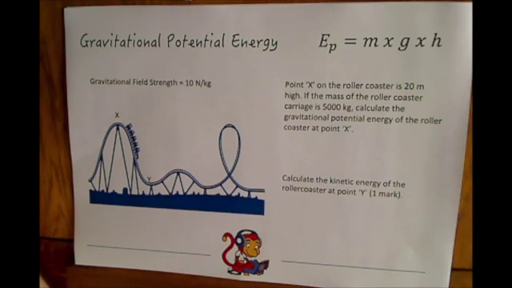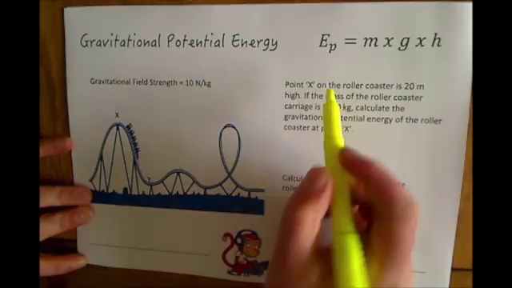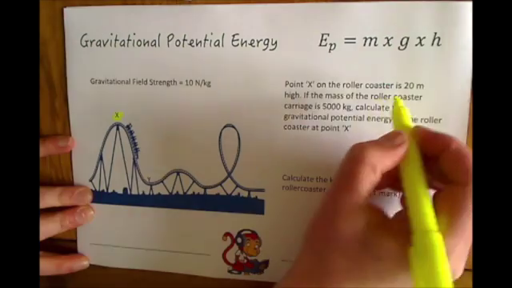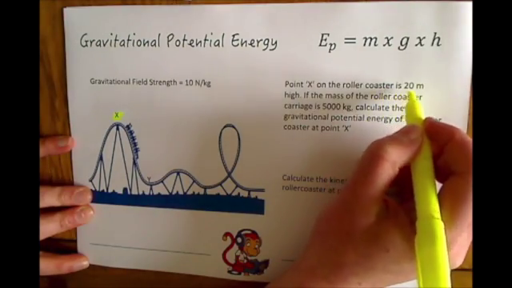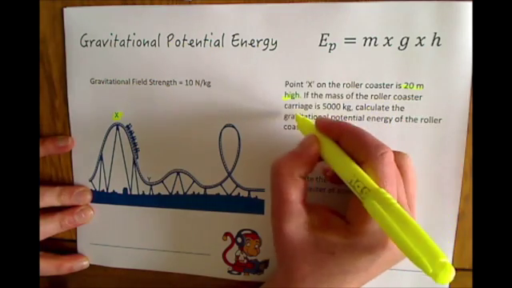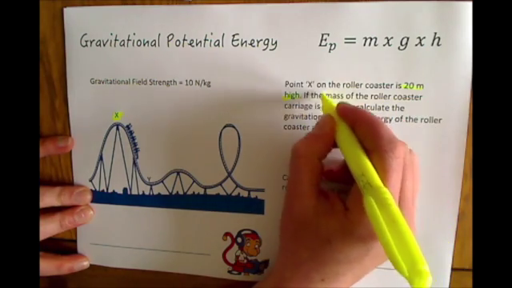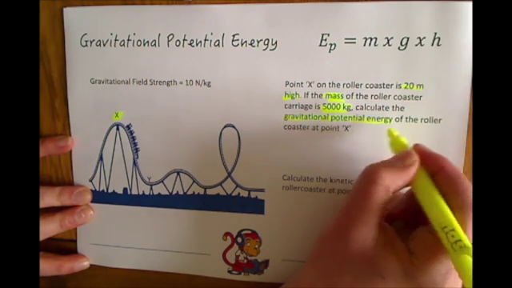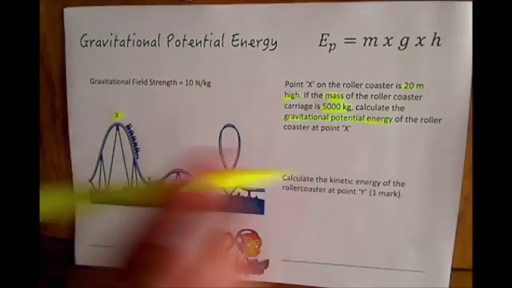So here's a question for you to have a go at. If you pause the video, work it out for yourselves, and then come back and see if you got the answer right. So the question says, at point X on the roller coaster, which is here, is 20 meters high. If the mass of the roller coaster carriage is 5,000 kilograms, calculate the gravitational potential energy of the roller coaster.